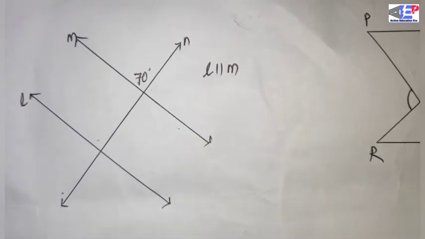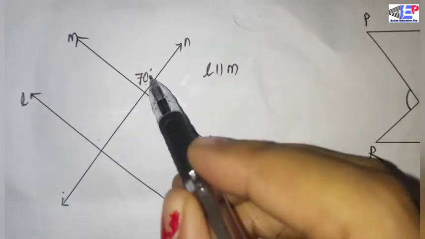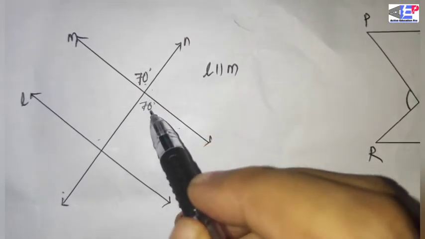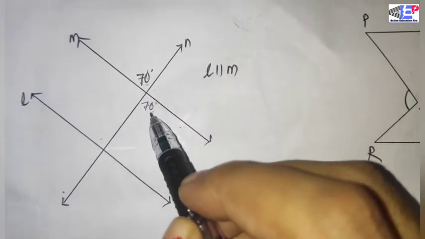Here one angle is given, this is 70 degrees, and this will also be 70 degrees. Why? Because this is the vertical opposite angle of this angle. This angle is the vertical opposite angle to this angle.